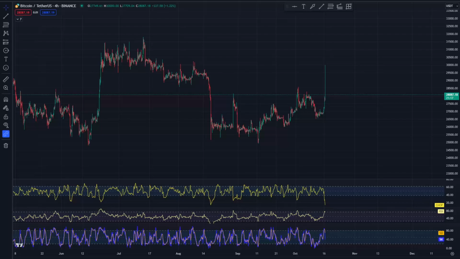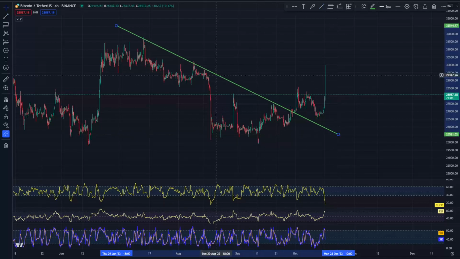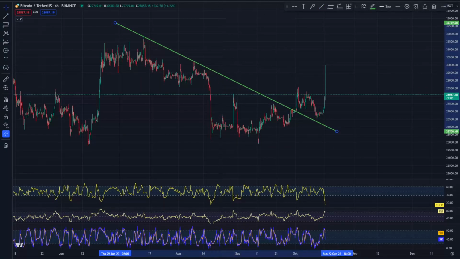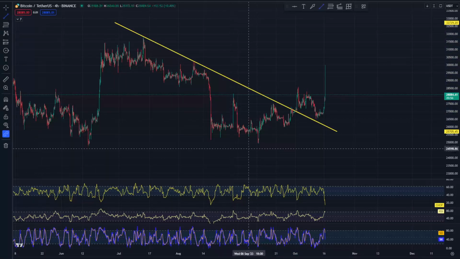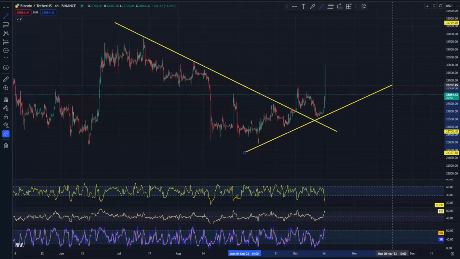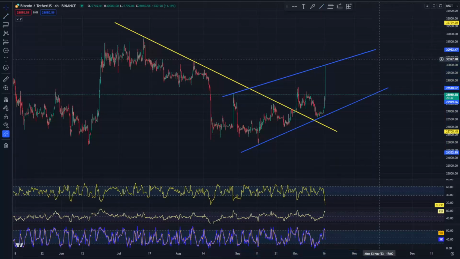Let's start by checking the current situation on the BTC to USDT pair, taking into account the 4-hour interval. First, we will use the yellow line to mark the downward trend lines from which the price has broken upwards. And currently we can use the blue lines to mark the upward trend channel in which the price is currently moving.